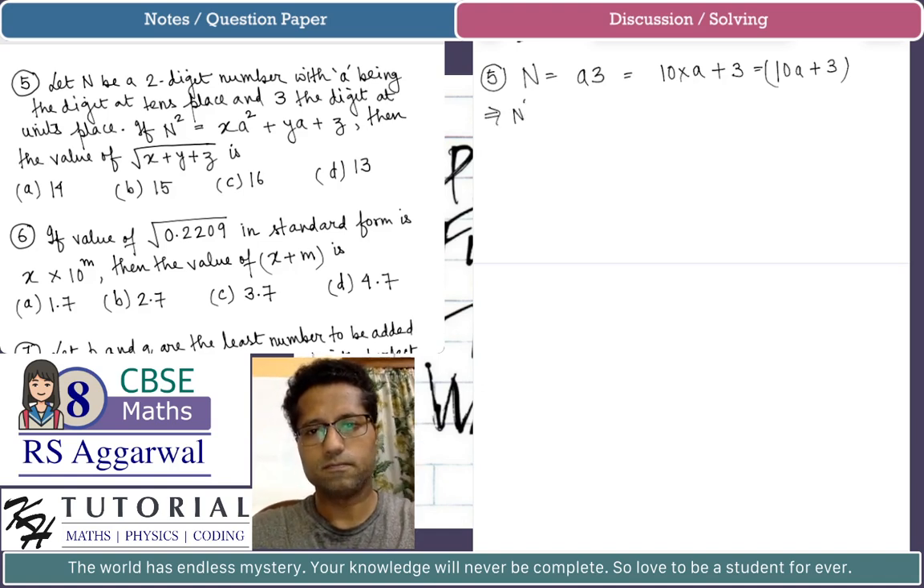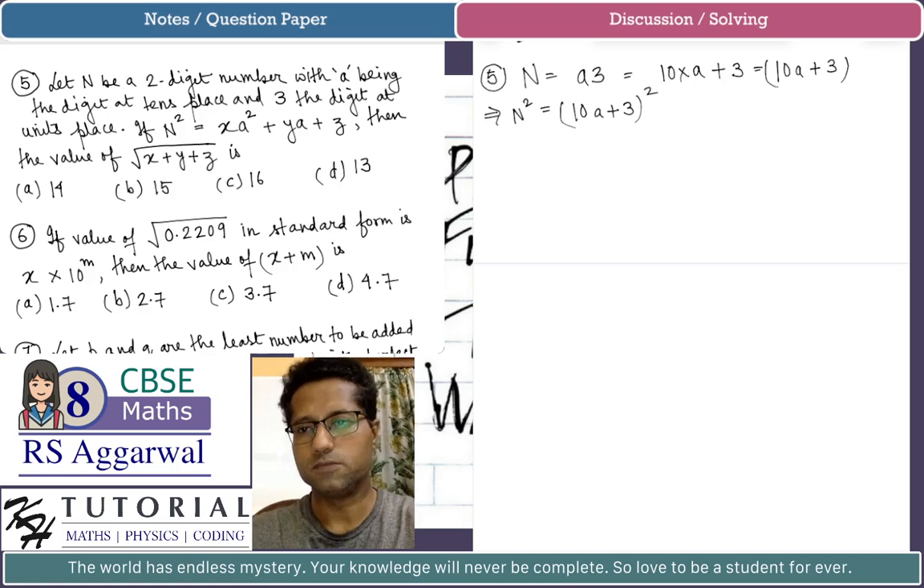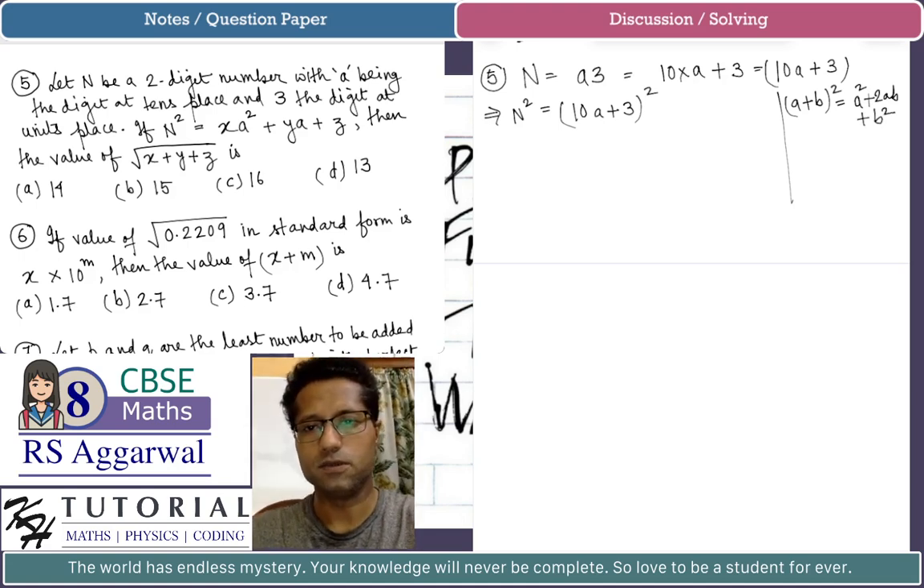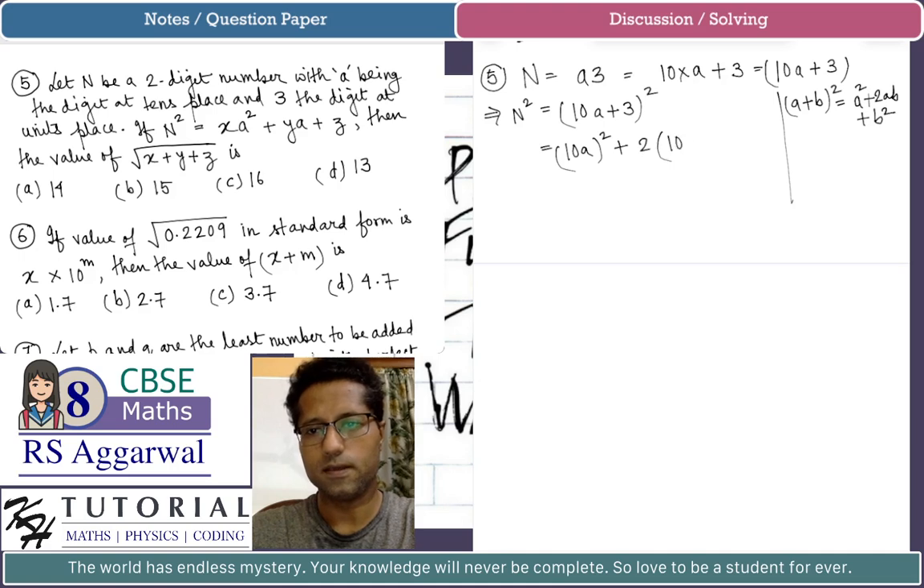N square is equal to (10a plus 3) whole square, which has the form (a plus b) whole square, where a and b are constants. We know the formula: a square plus 2ab plus b square. So over here we have (10a) square plus 2 into 10a multiplied by 3, plus 3 square.